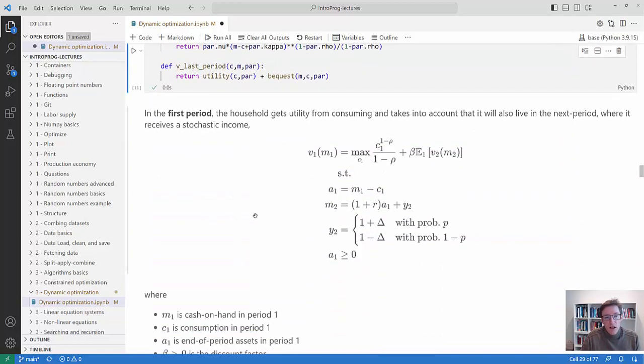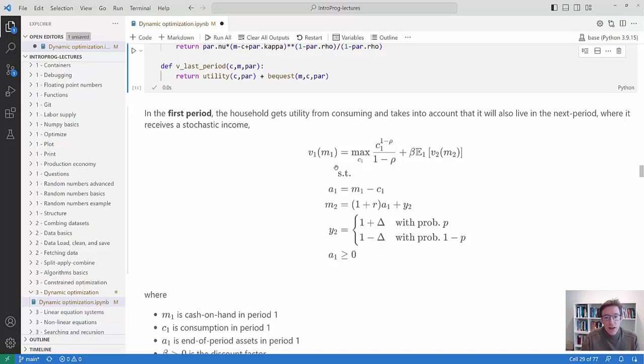Then in the first period, the households get utility from consumption, but they also take into account that they will live in the next period where they receive a stochastic income. So now they will start out with some cash on hand, M1. Then they will consume something, C1. They will get utility from that. That will leave them with some end of period assets. That will determine their cash on hand in the next period, where they will have 1 plus a return rate times the end of period assets plus some income. And now the special thing is that this income is stochastic. So with probability P, it's 1 plus delta, and with probability 1 minus P it's 1 minus delta. This implies that the problem is dynamic.